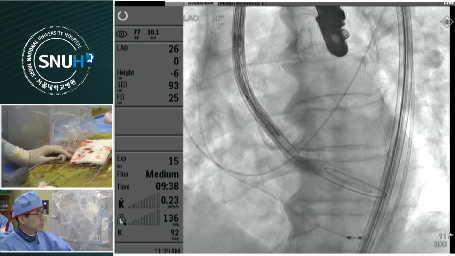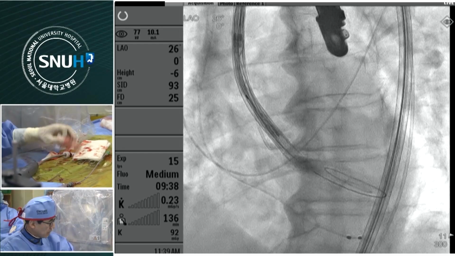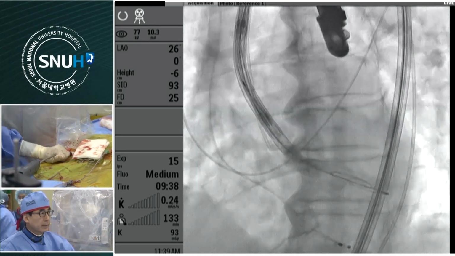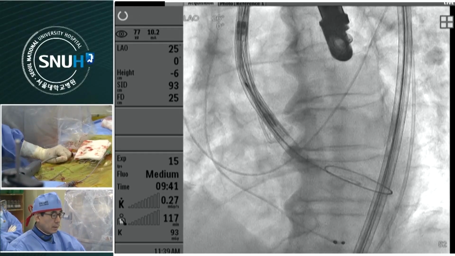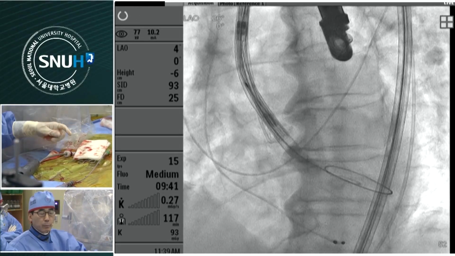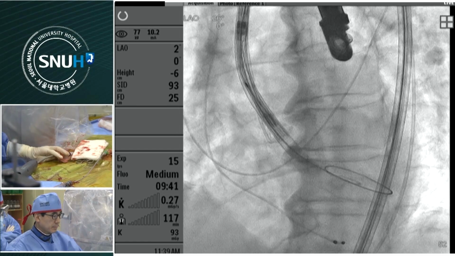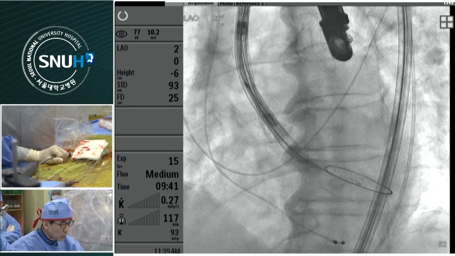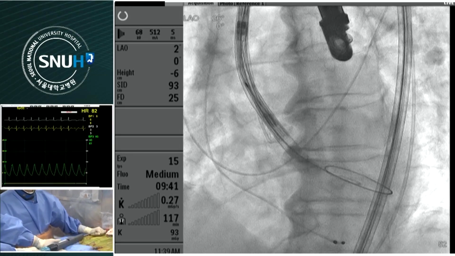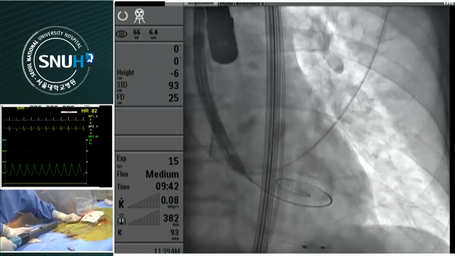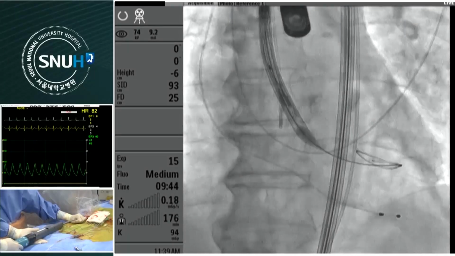Could you show us the hemodynamic status during the deployment of the LOTUS valve? Then we are going to deploy. Everybody wants the hemodynamic status during the deployment. Okay.